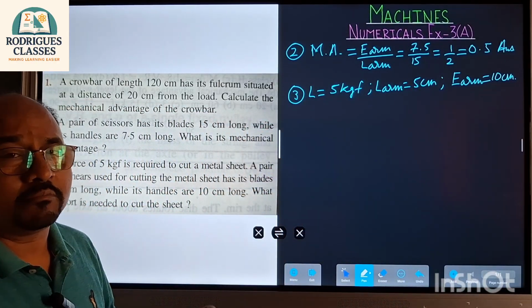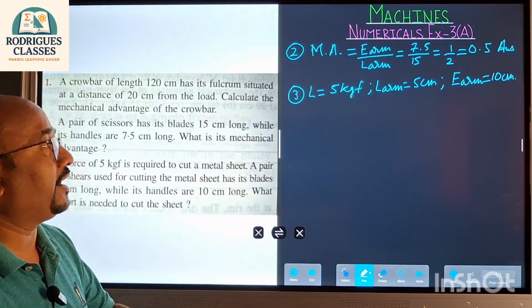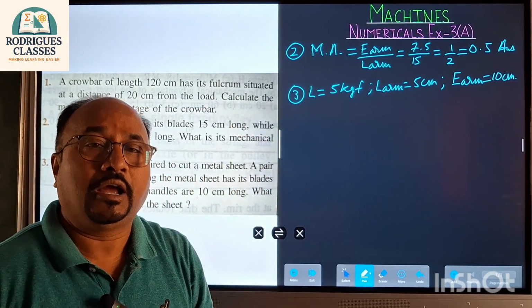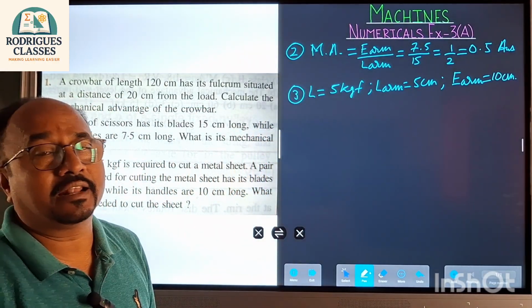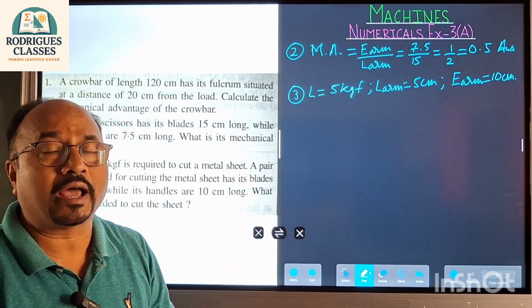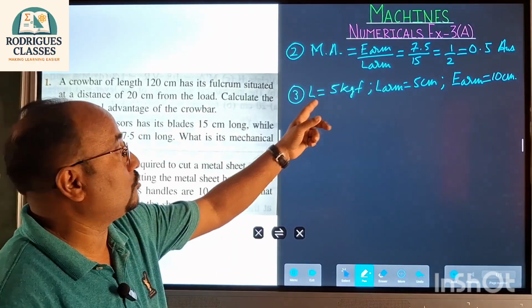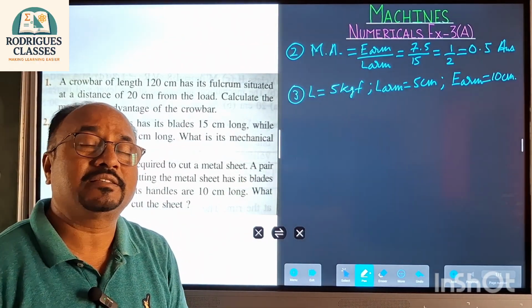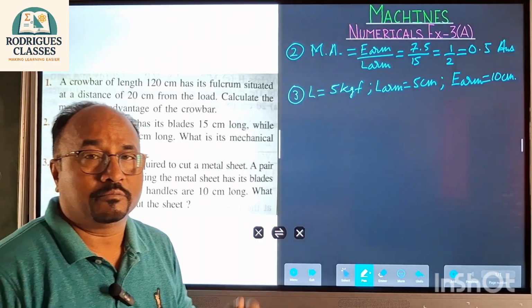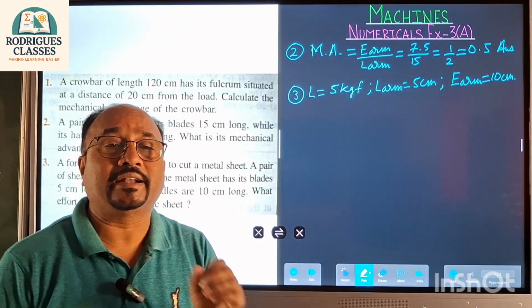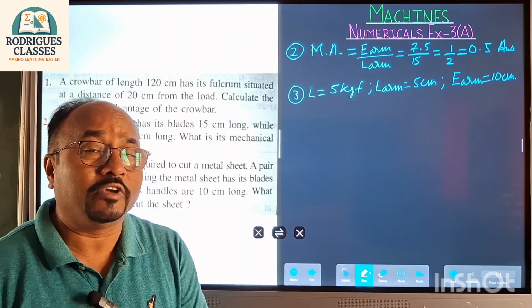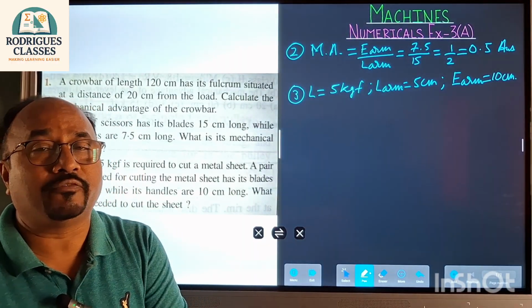We can do this sum in two ways. I can find the mechanical advantage by using effort arm and load arm, and then again apply the mechanical advantage formula as load by effort. Since mechanical advantage is already known, I can get the effort because load is given. But there is another way to relate. In a lever, we can always apply the principle of moments and get a relationship, that is load into load arm will be equal to effort into effort arm.